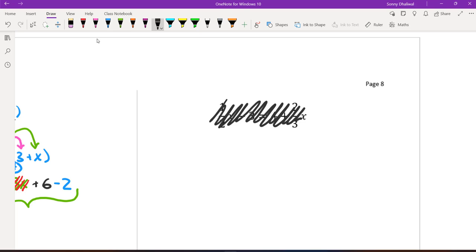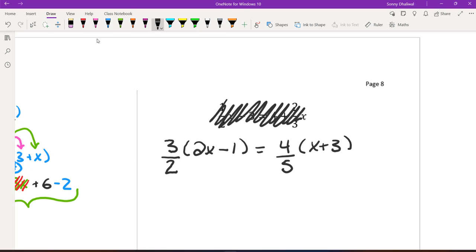So a similar question could look like this. So write this one down. Okay, so the question that you get looks like this, where the fraction is sort of off to the side. Okay? So I'll give you a second to write that down.